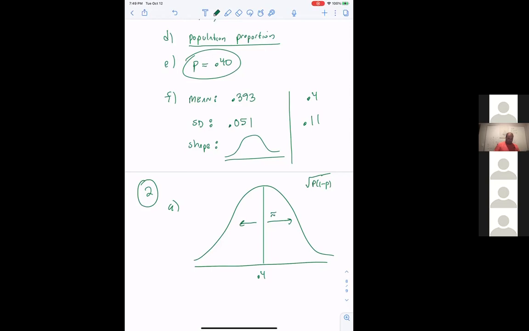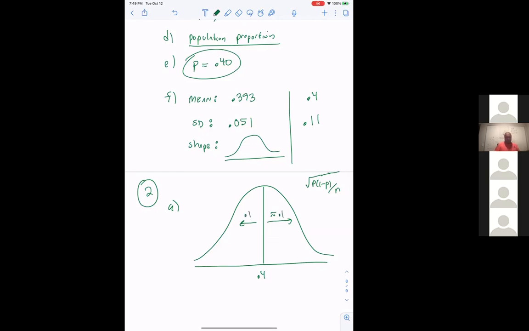0.4 times 0.6. Does that make sense? P times 1 minus P square rooted is 0.5. So I think it must be over it. Otherwise, it makes no sense.